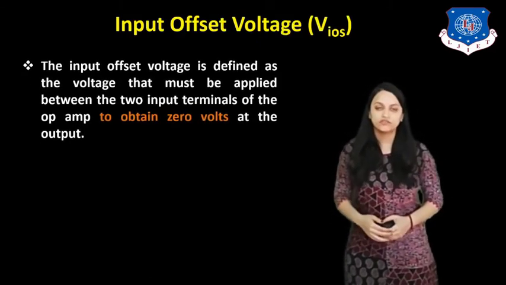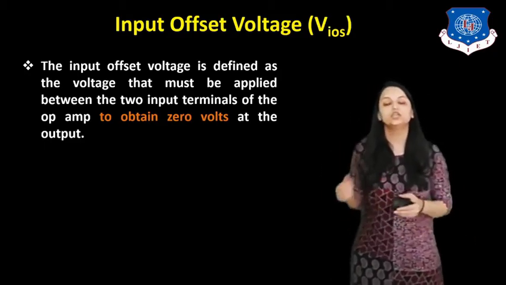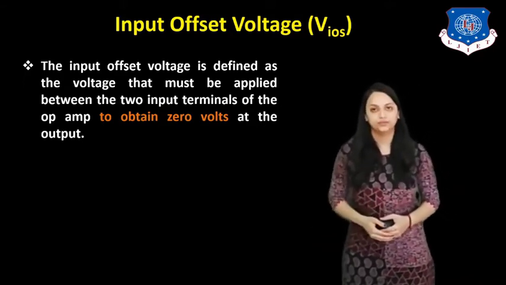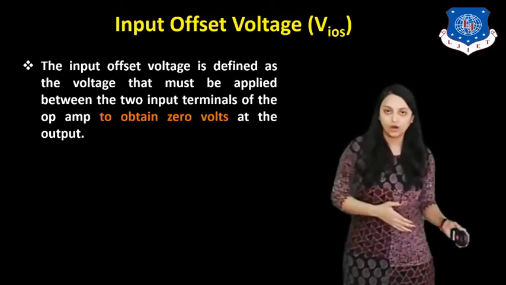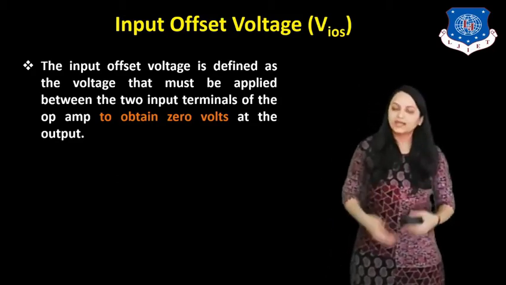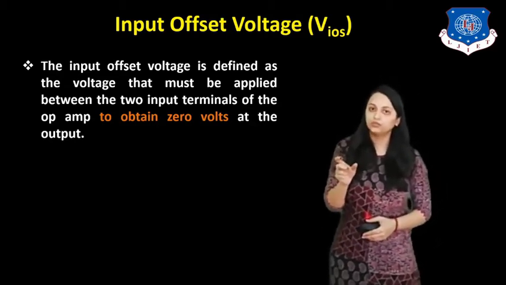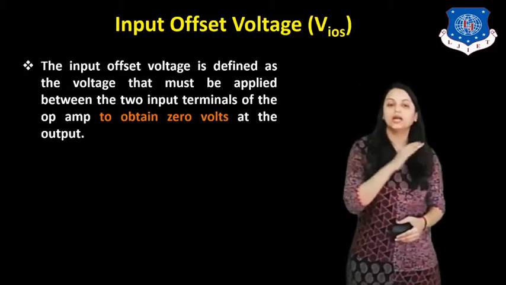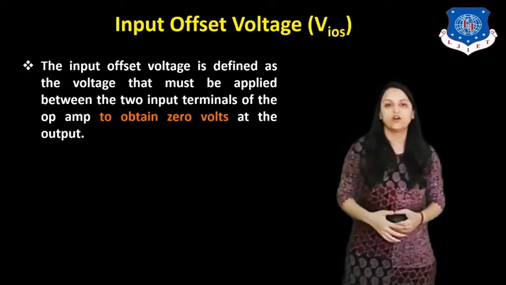Okay. Next parameter is input offset voltage. The input offset voltage is defined as the voltage that must be applied between the two input terminals of the op-amp to obtain 0 volts at the output. That means, as I have told you earlier, without giving any input, we are getting some output. Let's say, for example, I am getting the output 0.2 volts. To make it 0, I need to apply minus 0.2 volts. So that minus 0.2 volt is called a negative offset voltage. If I am getting the output minus 0.1, I will give plus 0.1 volt to make it 0. So that is called the positive offset voltage.